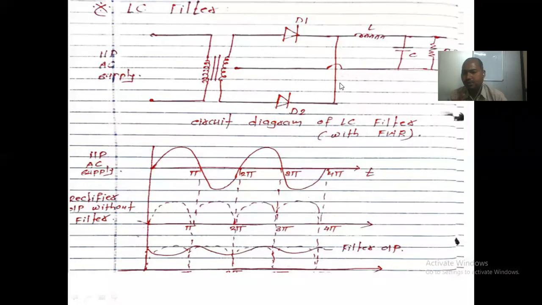whatever voltage or current is coming from your rectifier. Okay, it contains ripple, that should be removed by using this filter, right? There are different types of filter, and according to need we have to use the particular type.